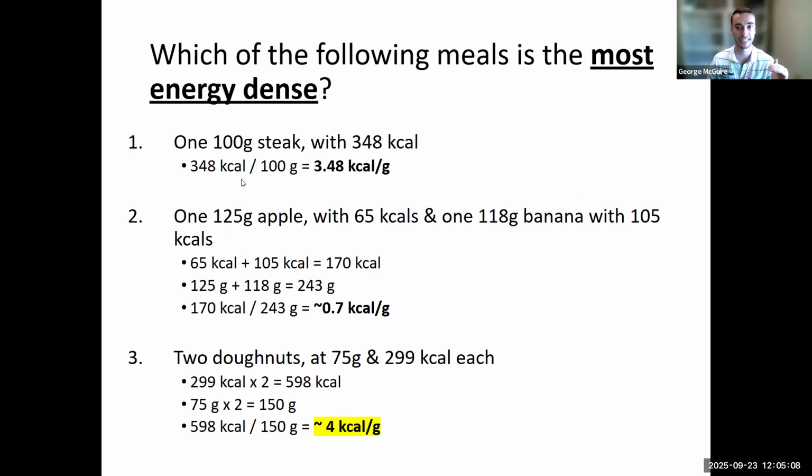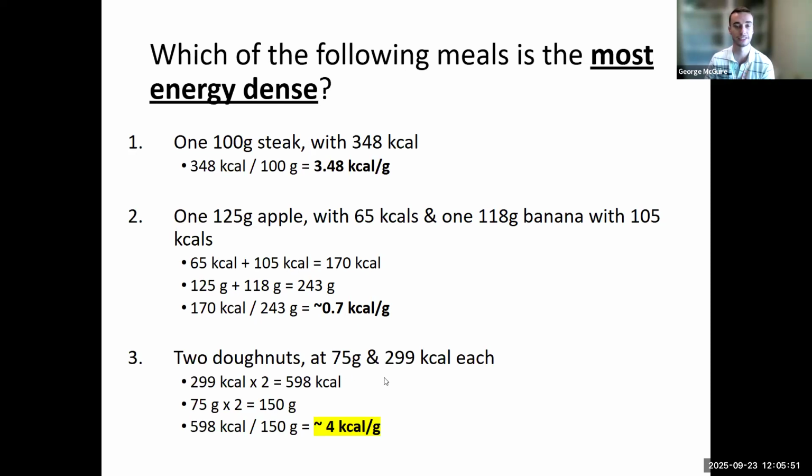Okay. So from this steak, we took 348 calories, divided that by 100 grams. That gave us an energy density of 3.48 kilocalories per gram. So every gram of this steak gave us 3.48 kilocalories. For this second meal here, an apple and banana, we had to add up our total calories, so 65 plus 105. So this meal gave us 170 calories. We had to add up our mass, so 125 plus 118. We had to eat 243 grams of apple and banana. And then when we divide those numbers, this apple and banana together gave 0.7 kilocalories per gram. So every gram of apple and banana here gave us less than 1 calorie.